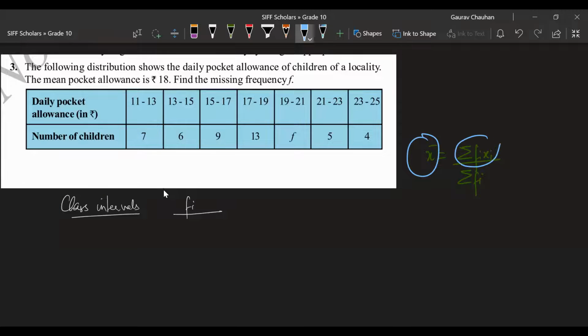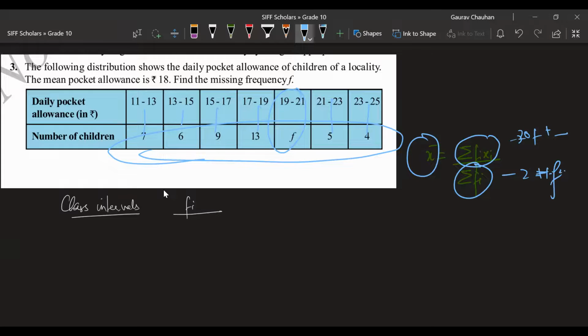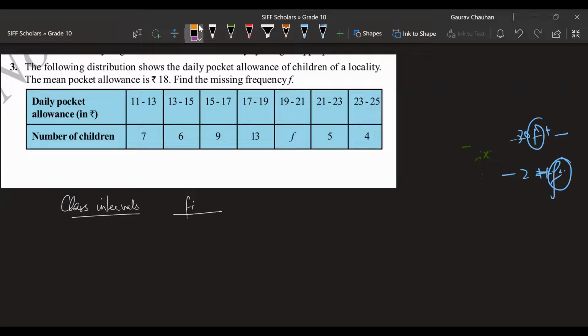Okay, sigma fi xi. You will get one number here, one number here, something into f, 20f you will get here. So here you will have some expression, f plus something, 20f plus something, and sigma fi also you will get by adding all this up. Basically you will end up getting a linear equation in one variable, and that's pretty easy to solve. Again, just to remind you, linear equations, coming back to this chapter again.